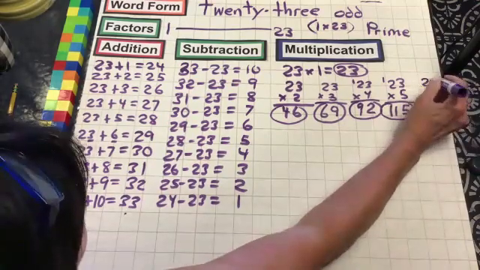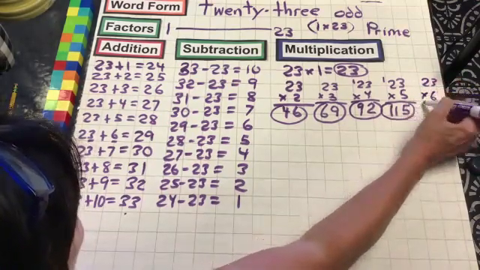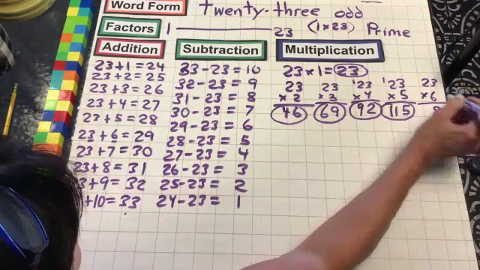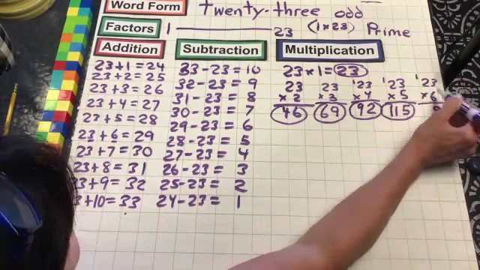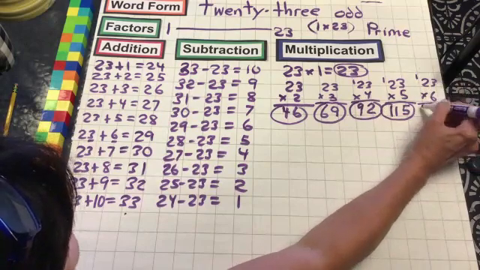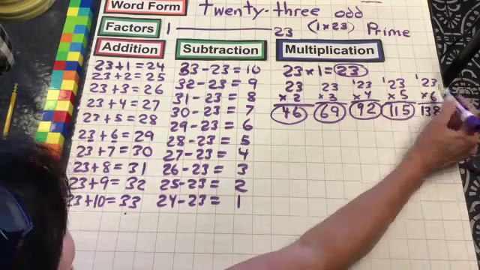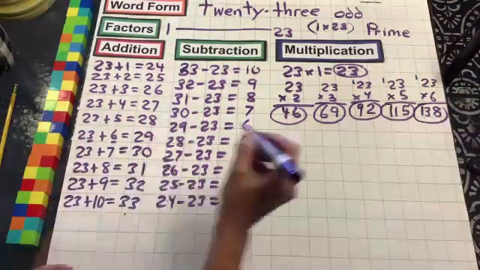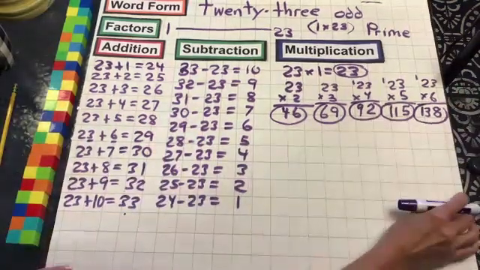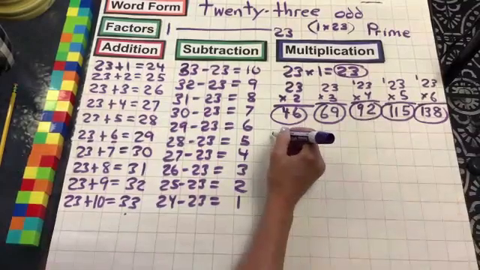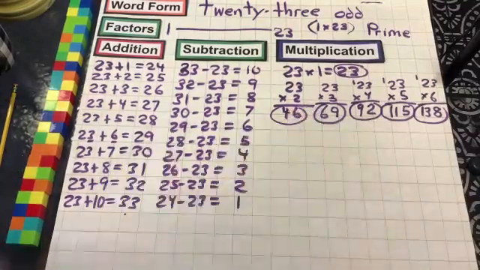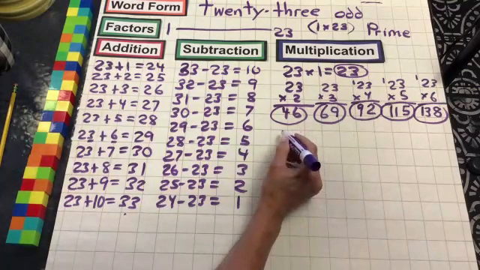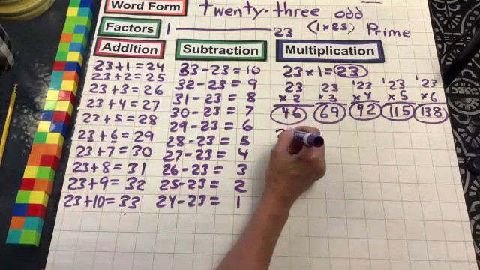115. 23 times 6. 6 times 3 is 18. We drop the 8, carry the 1. 6 times 2 is 12, plus 1 is 13. So 6 23s is 138. This is good practice, just listening and following along or actually doing it. If you did not do this part because you're not sure about it, that's great. Just do it along with me. Make sure you're writing everything down.